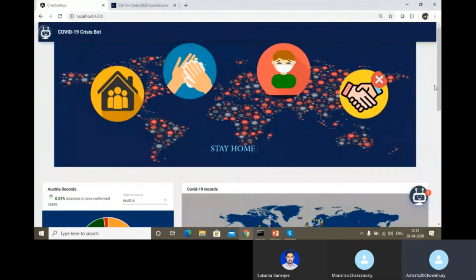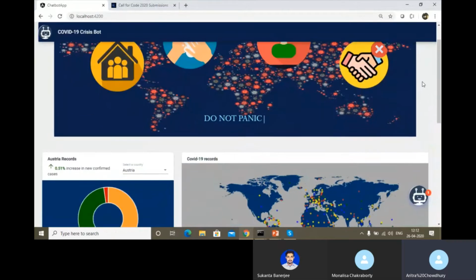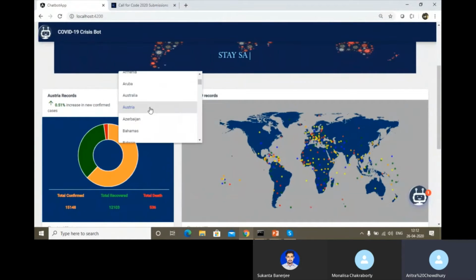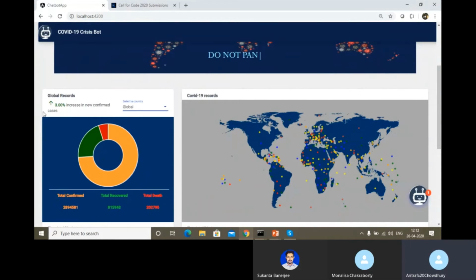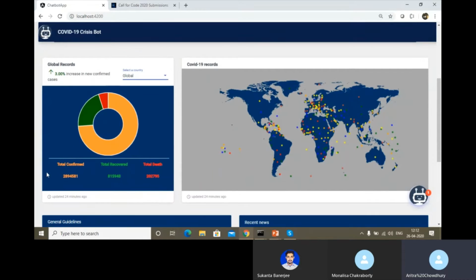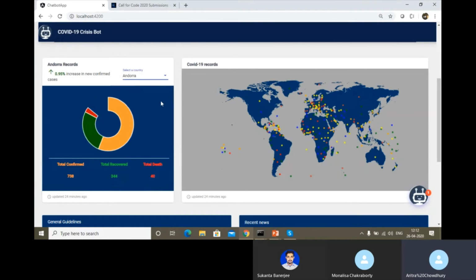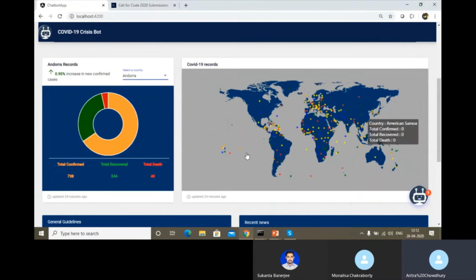This is the landing page of the application, and as you can see, the general guidelines, the most important guidelines about staying at home, about social distancing, and obviously not forgetting about washing your hands. This is the global data that you can see over here, the global statistics, which is around a 3% increase in covid cases today. Total confirmed cases show around 28,94,000. I'll be taking you to another country from here; selecting any country you want, you can see the statistics over here, which is around a 0.95% increase.